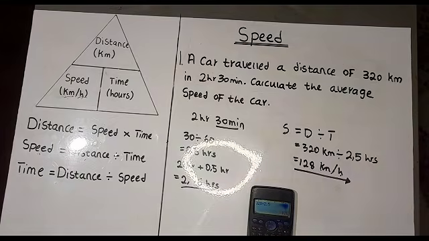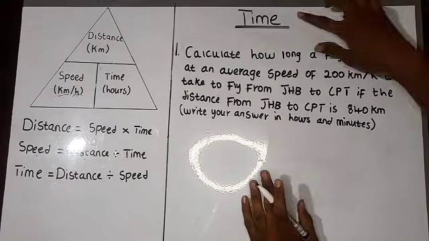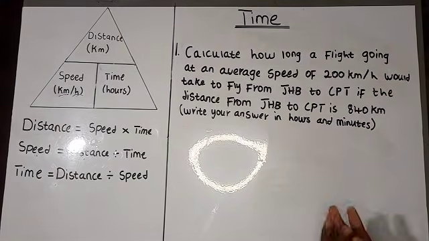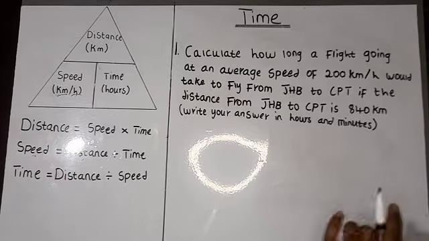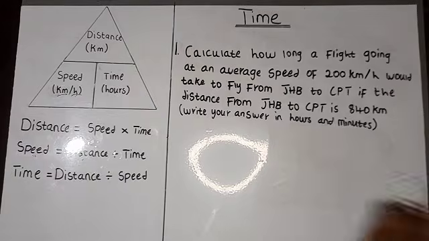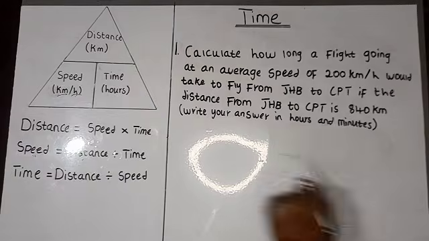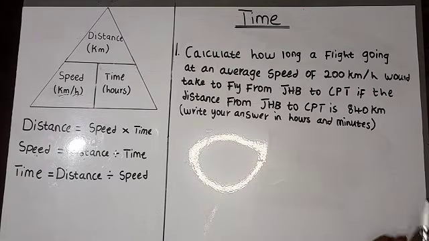Let's now go to time. We are now on time, and the question says: calculate how long a flight going at an average speed of 200 kilometers per hour would take to fly from Johannesburg to Cape Town if the distance from Johannesburg to Cape Town is 840 kilometers. The question goes on to say that we should write our answer in hours and minutes.